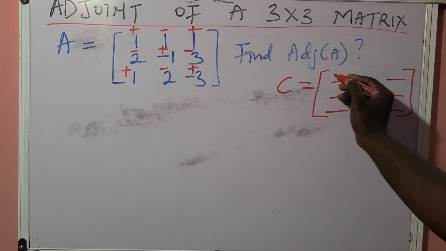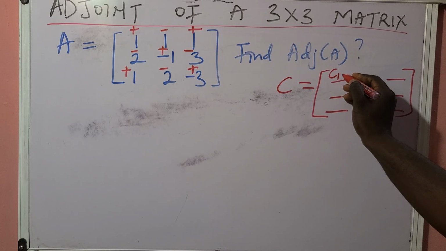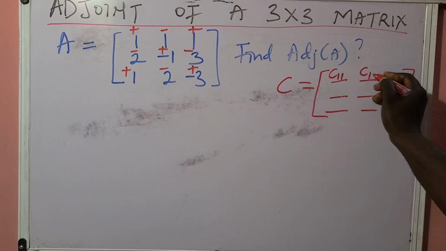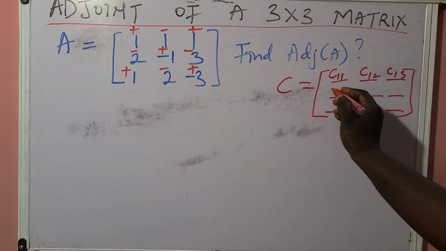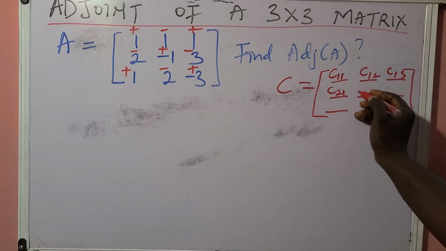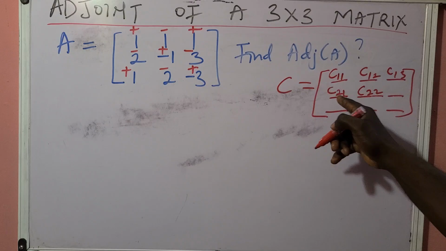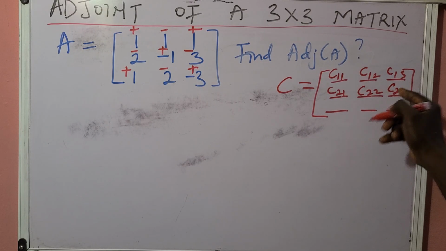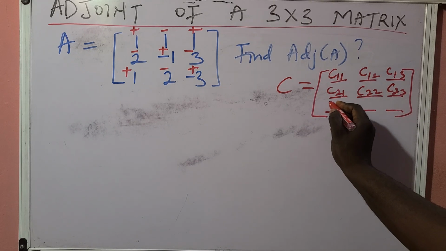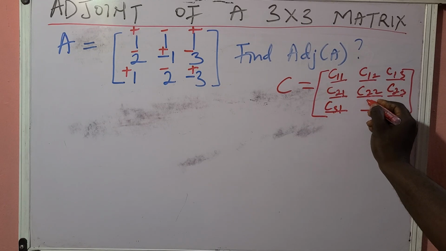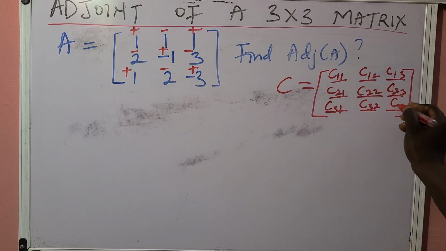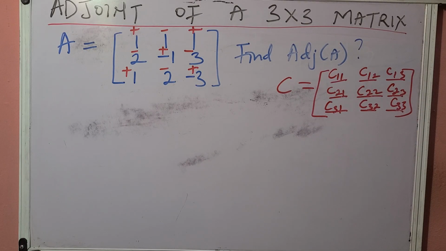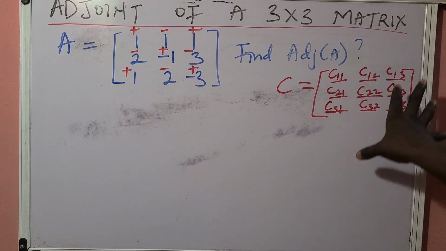So we can call this first value the cofactor row 1, column 1. That will be C11, C12, C13. Then C21, this is row 2, column 1. Then C22, row 2, column 2. Then C23, that's row 2, column 3. Then row 3, column 1, row 3, column 2, then row 3, column 3. So we will then go on to find each value of this cofactor matrix.